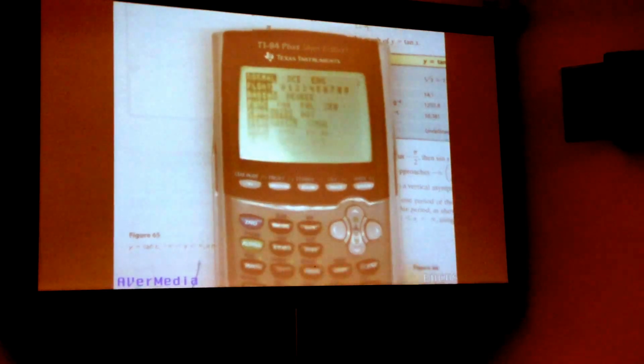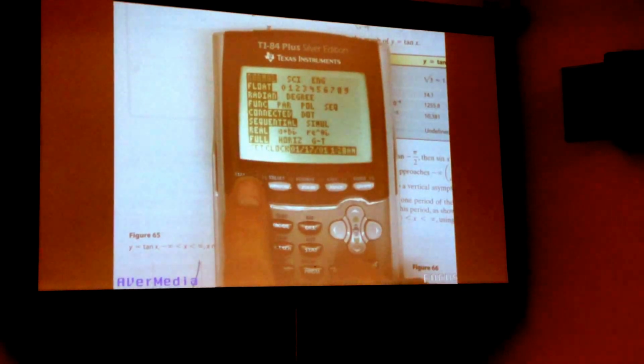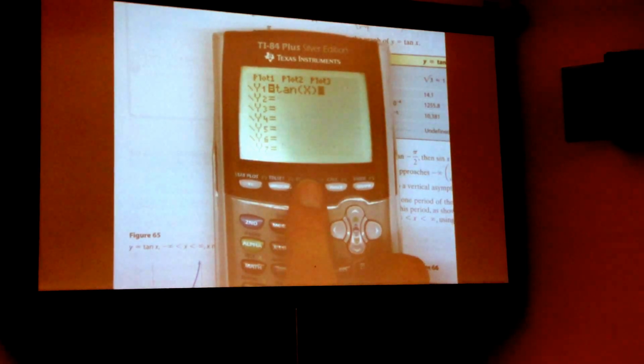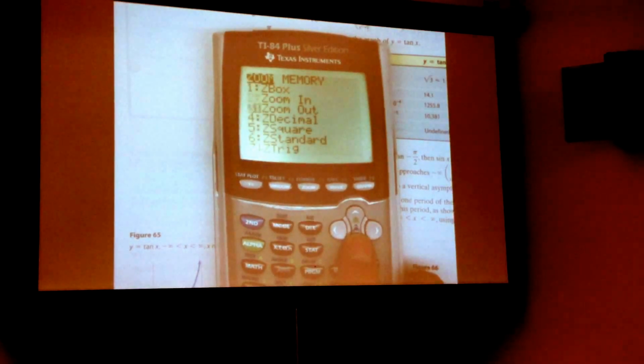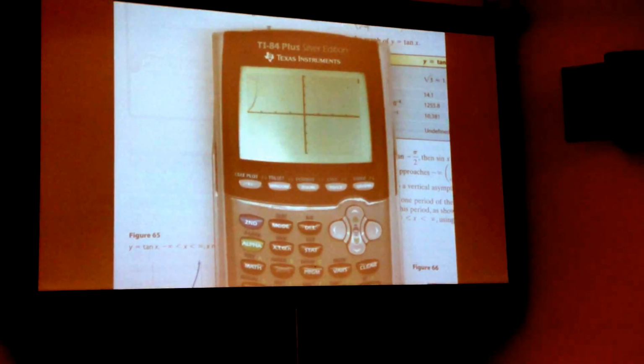So mode, radian. My calculator's already in radian mode. Go to my y equals and graph tangent of x. And I'm going to select a trig window by going to my zoom key. So this will automatically fit my window to a convenient setting. Zoom, Z trig. And there we see several branches of the tangent function.